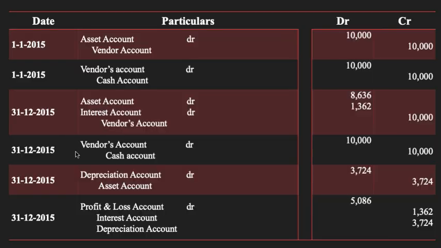Now if you see here, looking for the year 2015, we have on 31st 12 2015 depreciation account debit to asset account, right? So in the depreciation account what are we going to write down? We are going to write down to asset 3,724, right? So we'll take the same entry and make it there, and here we are going to write down 31st 12 2015 by profit and loss account, because it will be transferred to the profit and loss account.